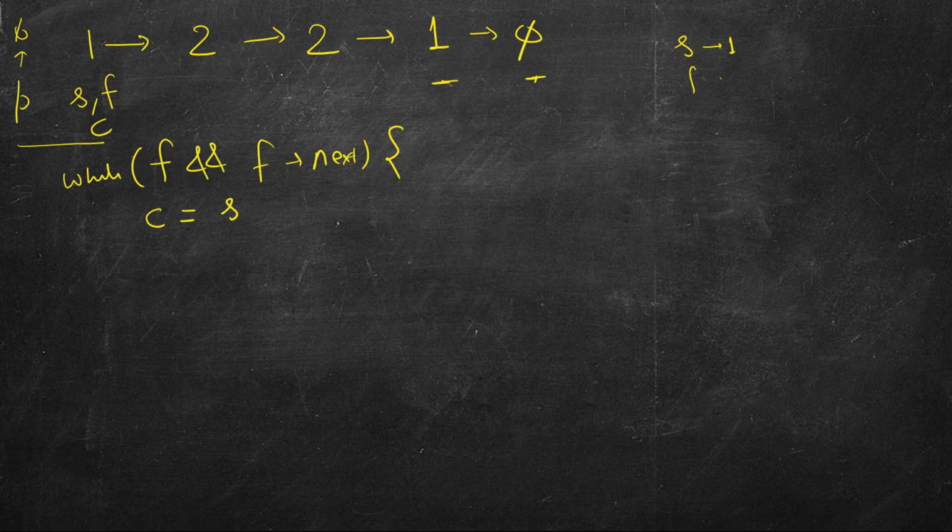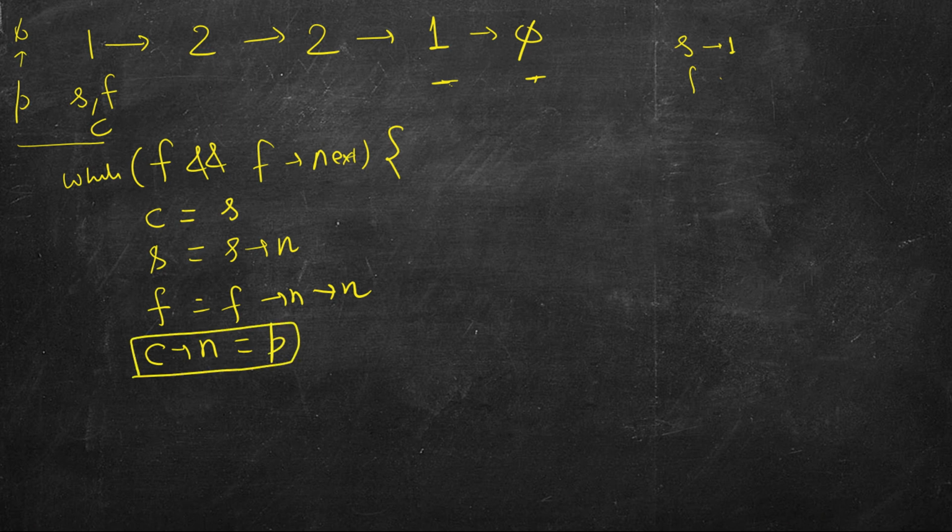It's already slow for the first iteration, but we are writing a generic code. Slow is slow next. Fast will be fast next, and current's next will be previous. This is where we are doing the reversal, and then previous takes the value of whatever current was there. So this is how we do it, and this will stop depending on odd or even.